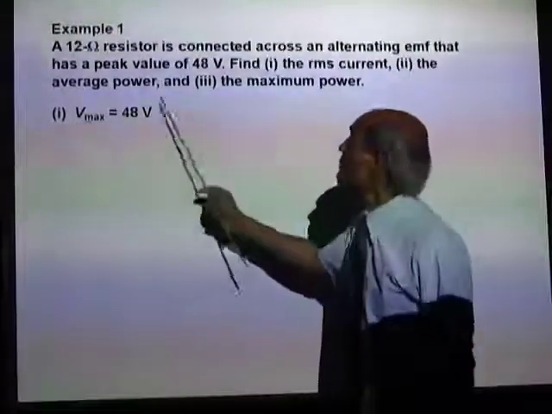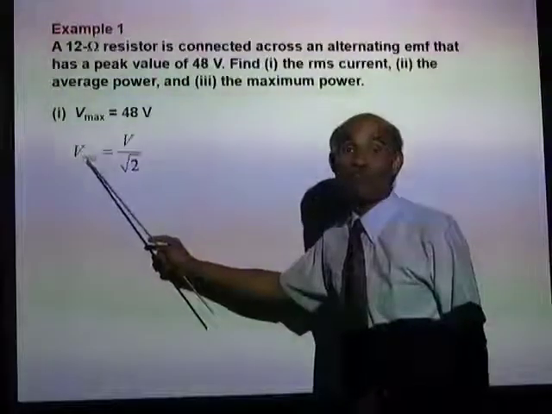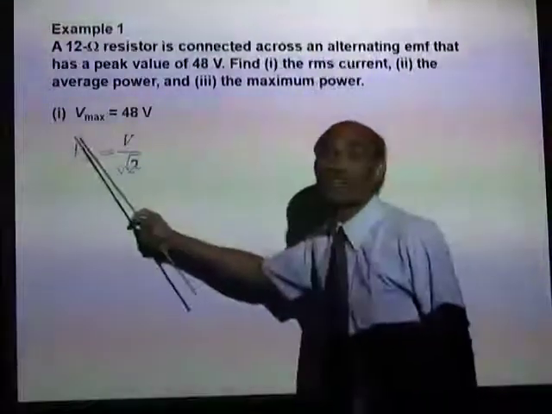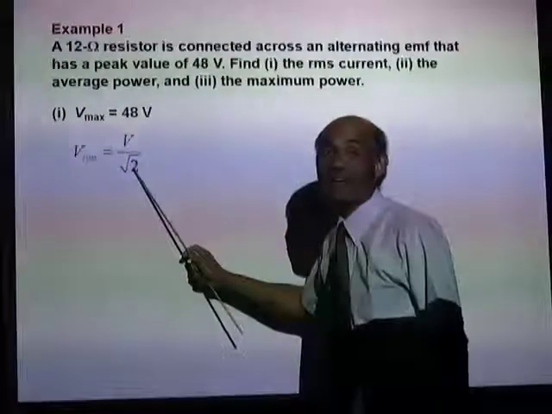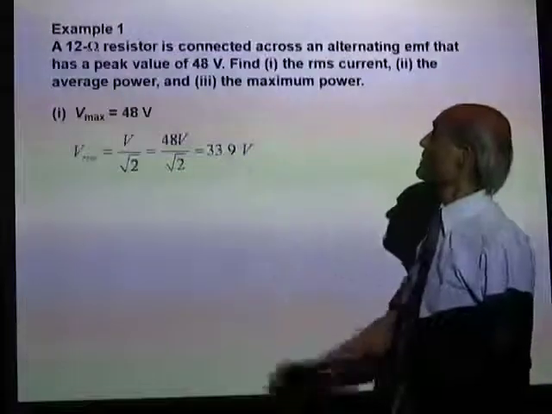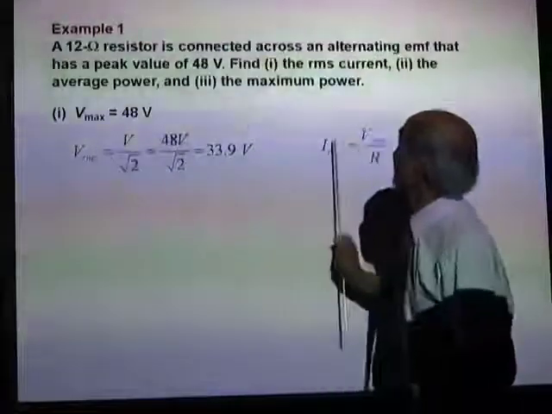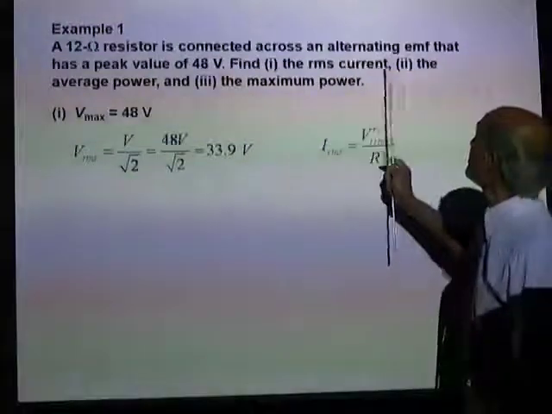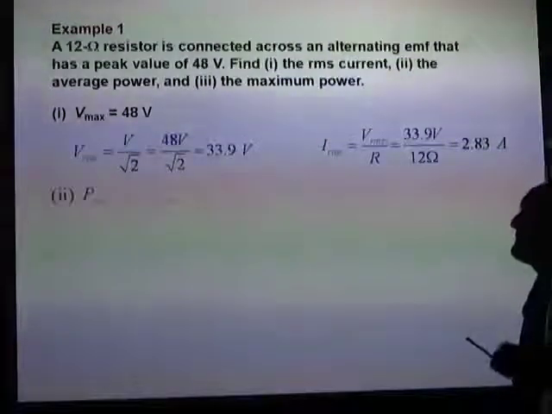You know that Vmax is given to be 48 volts, and we need to find the RMS current. If you want to find the RMS current, we need the RMS voltage. Vrms is Vmax divided by square root of 2. And that will be 48 volts divided by square root 2, that is 33.9 volts. Once you know the value of Vrms, then Irms is Vrms divided by the resistance, which is given, and so that will be 2.83 ampere.